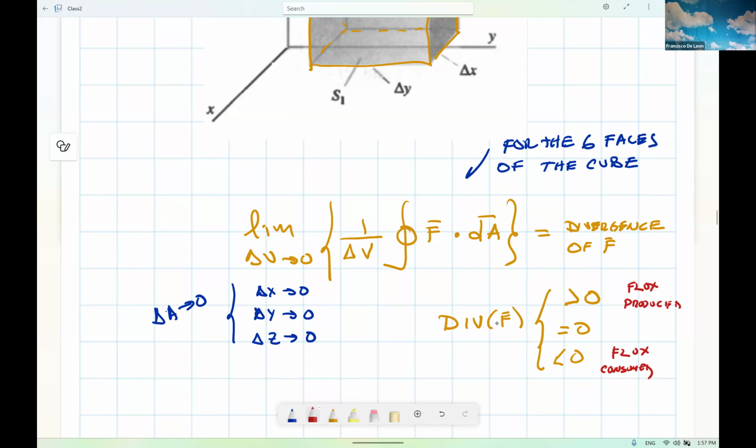It's either I have a source, where the flux is being created out of something, or there is nothing I can tell whether or not there is flux. The only thing I say is that the flux is not being produced there. But I cannot assure that there is no flux when the divergence of a particular quantity is equal to zero.